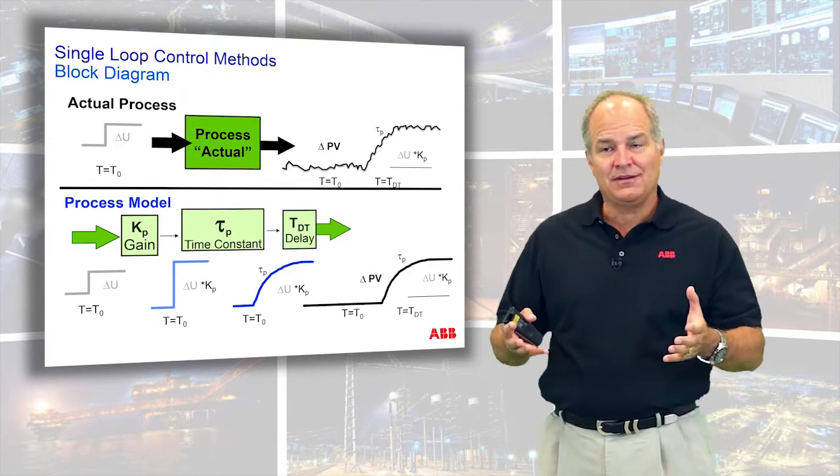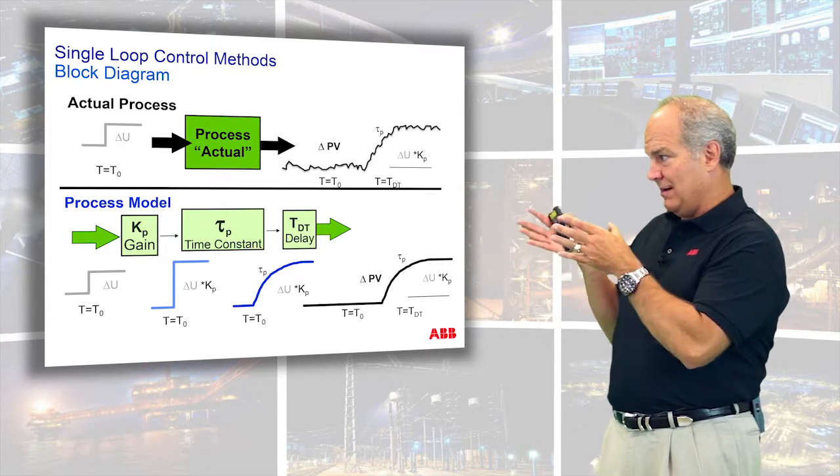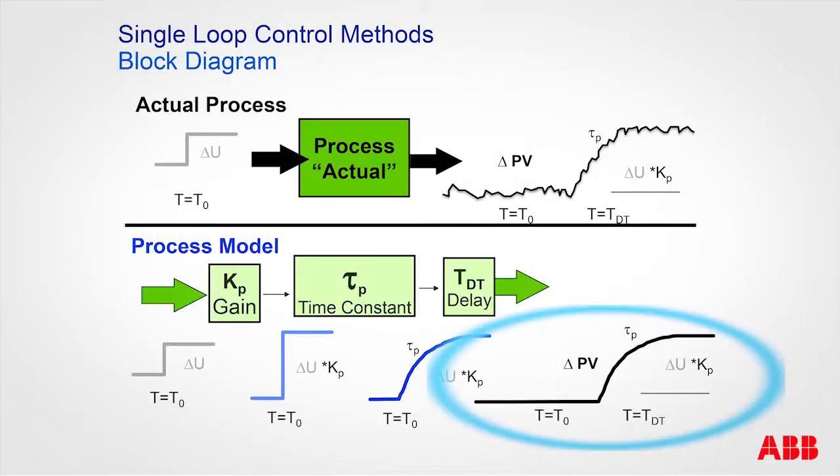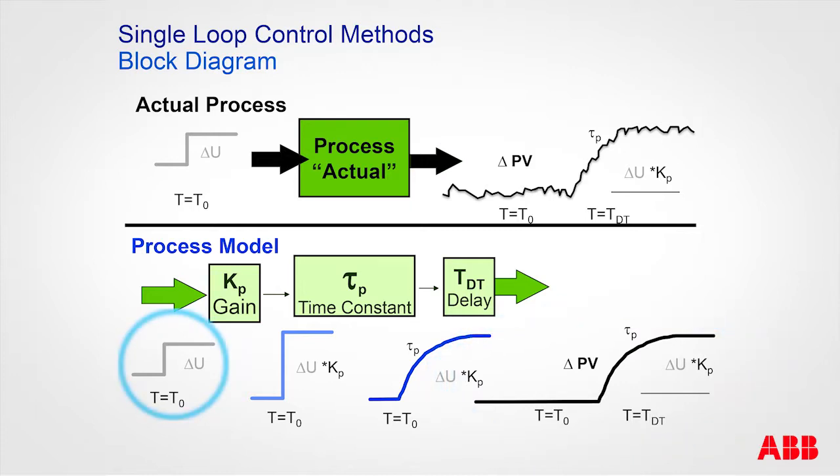So what we have here is we have recreated the process. This is our simulated process based on an input. So if I have the same input to our actual process going into our simulated process, what should the difference be between these two?